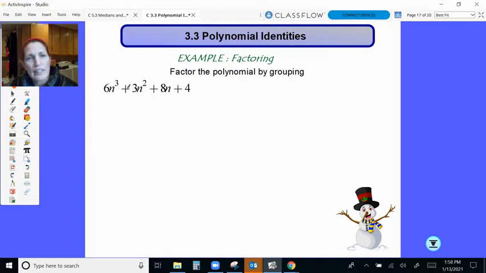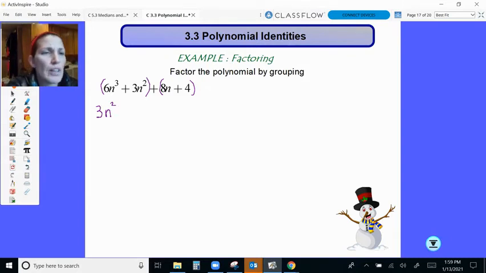Okay, and I usually will recognize this and go, hey, I've got common factors here, 6 and 3, and n's, and I have common factors here, 8 and 4, and that's how I know I can try my factoring by grouping. So I'm going to go ahead and group these guys and group these guys, and then I'm going to factor out. I have a common factor of 3 between 6 and 3, and I also have an n squared. I have 2 n's I'm going to pull out of there.